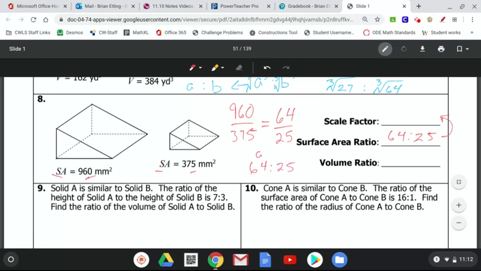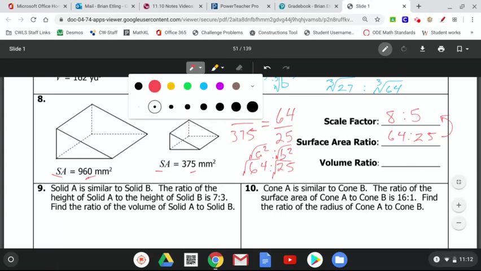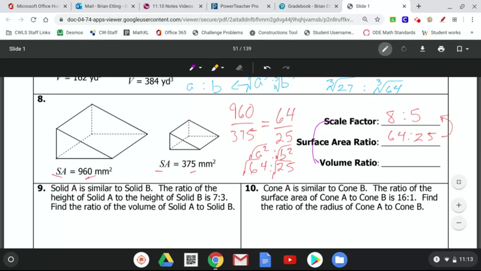We know that's the a squared to b squared. So we're going to have to take the square root of both of those so we can get a to b. So we're going to take the square root of 64. We're going to take the square root of 25. When we do that, that's going to give us 8 to 5. Okay, 8 to 5.